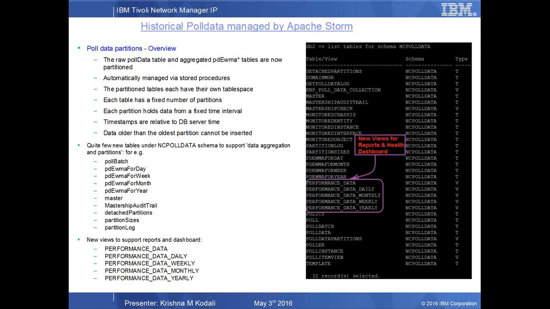So there are quite a few new tables because of Apache Storm that was introduced here. For the reporting purposes, there are 5 different views. One is the daily data, weekly, monthly, yearly. And then obviously there is a raw data that we store for just an hour. And after that 1 hour, the data is aggregated into various different tables.